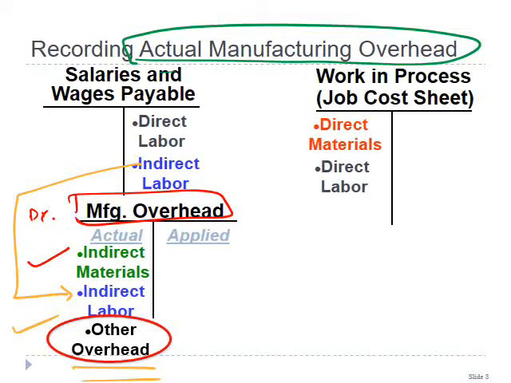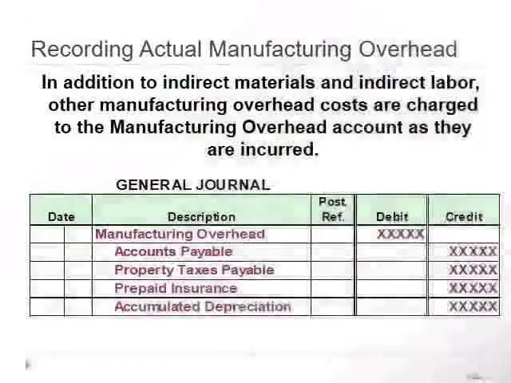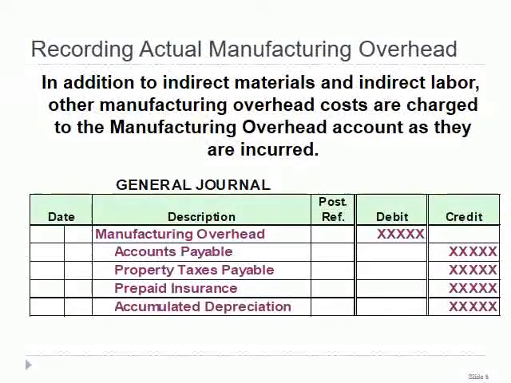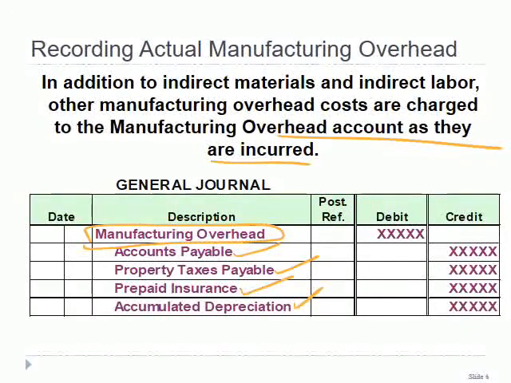And how are we gonna make the entry? So let's see that. In addition to indirect material and indirect labor, other manufacturing overhead costs are also charged to the manufacturing overhead account as they are incurred. So our entry would be manufacturing overhead as the debit side, while other accounts like accounts payable, property tax payable, prepaid insurance, accumulated depreciation will be credited. So this is also a combined entry, which is a type of debit, credit, credit, credit.